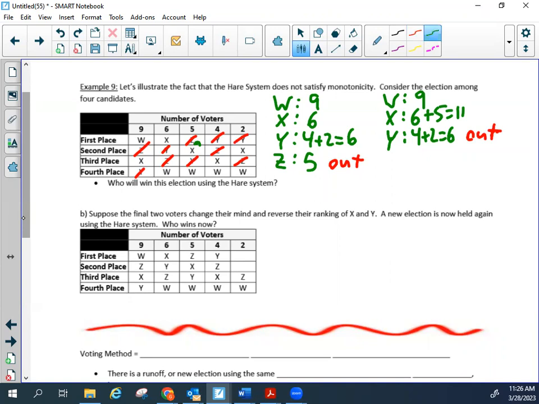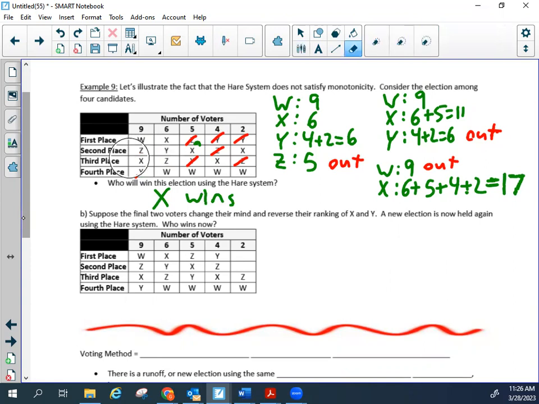So now we'll go again with just W, X. W has 9 first place votes. X has 6 plus 5 plus 4 plus 2. So that's obviously more than 9. That comes out to actually 17. So W is out. Last man standing is X, so X wins. So that's how we work the Hare system.